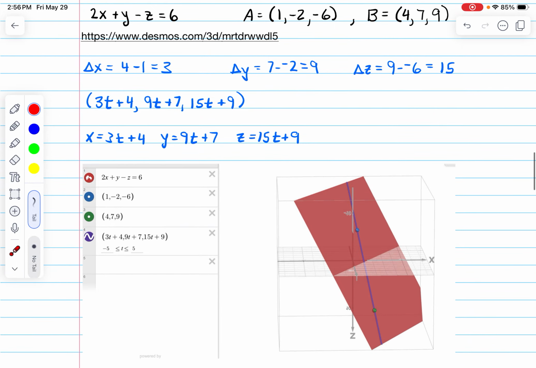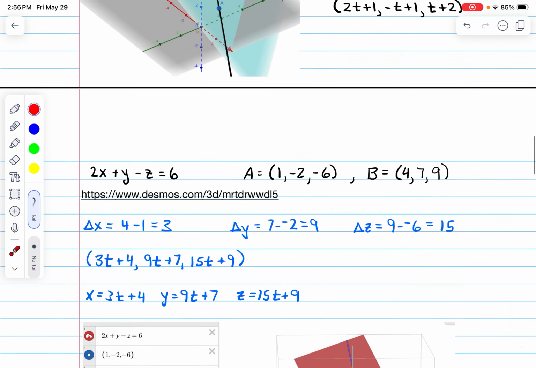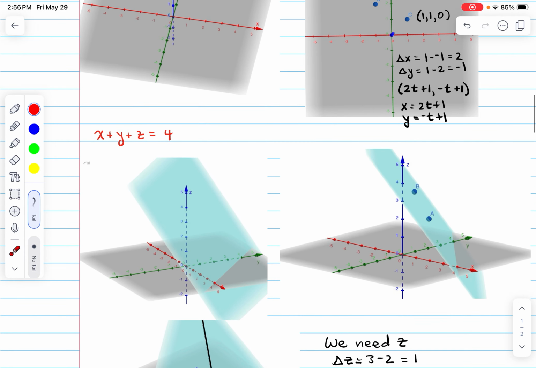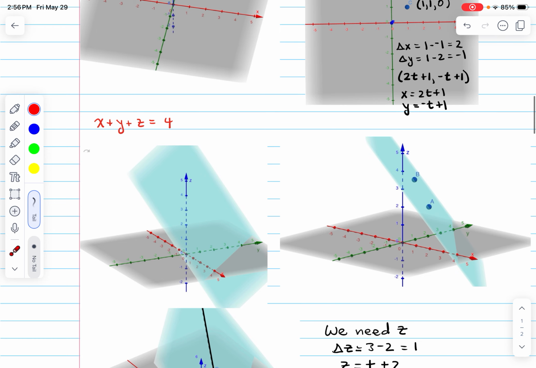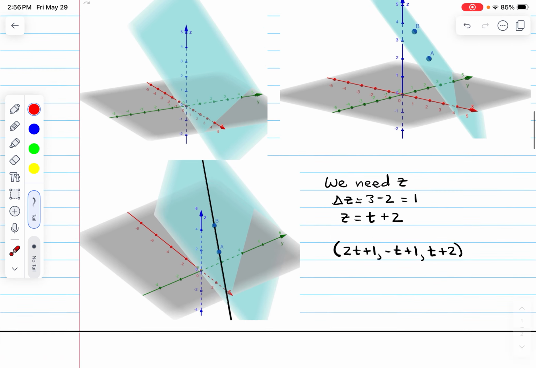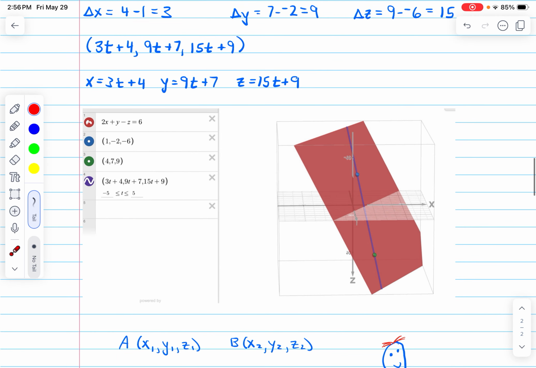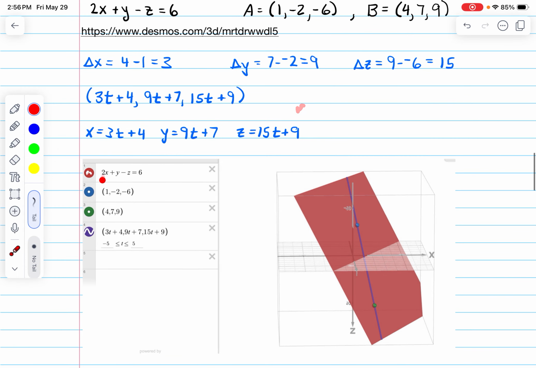And if you graph this, and I used Desmos on this one. You can use GeoGebra. Up here, I use GeoGebra for these graphs, and you can notice how the graph looks a little bit different. But down here, I'm using Desmos. So look, I've got the 2x plus y minus z equals 6. That's this plane. And then I plotted the 2 points. Here's a point, here's a point. And here is the equation for the line.